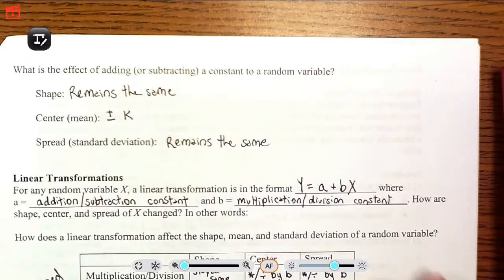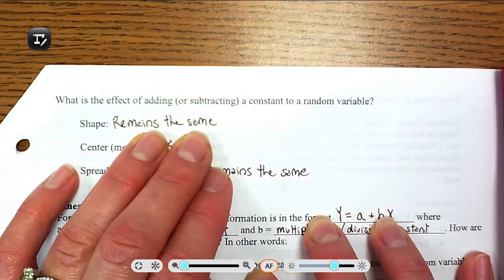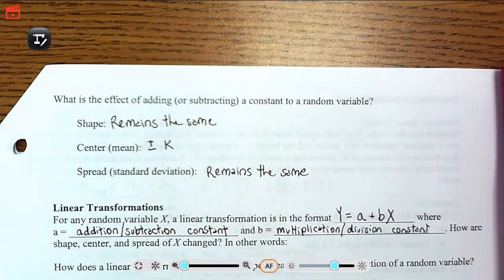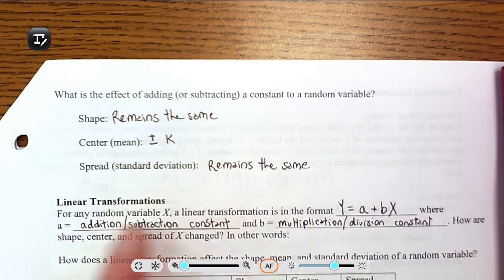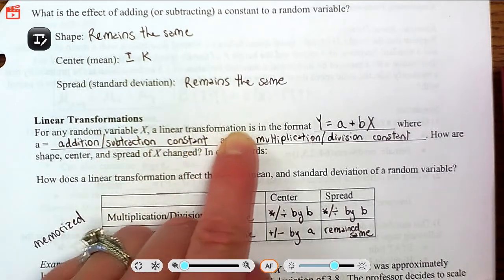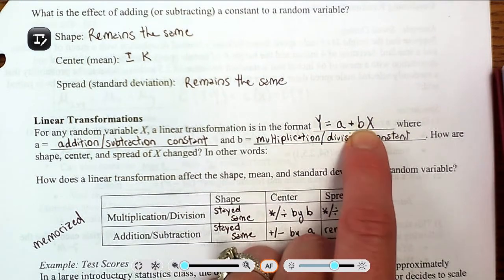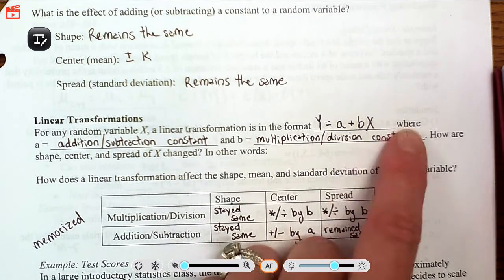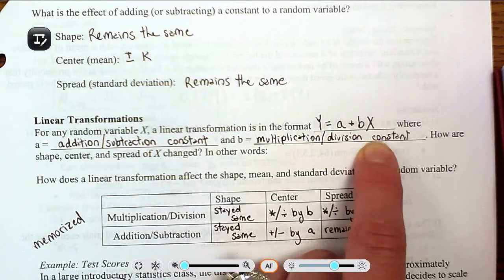Okay. What is the effect of adding or subtracting a constant by a variable? The shape remains the same. The center is added or subtracted by that constant. The spread remains the same. Okay, so linear transformations. For any random variable x, a linear transformation is in the form y, our new variable, equals a multiplier or a divider and an adder or a subtractor, where a is addition or subtraction constant and b is a multiplication or division constant.